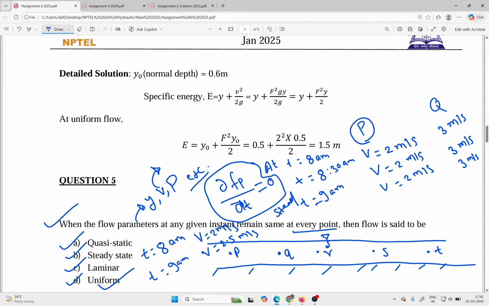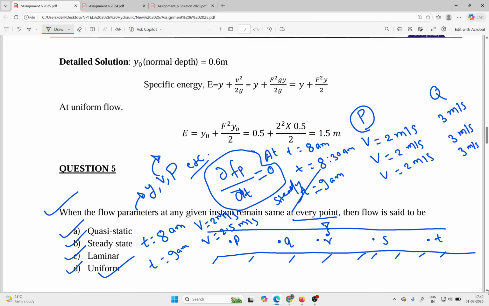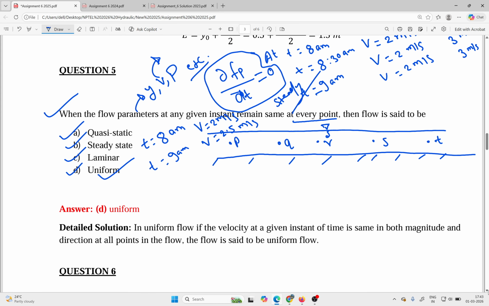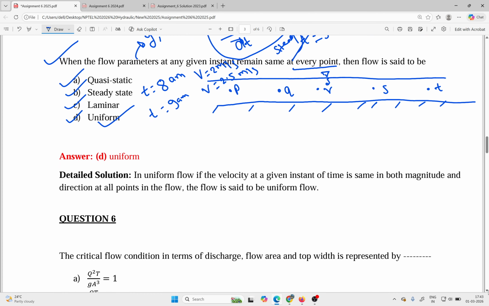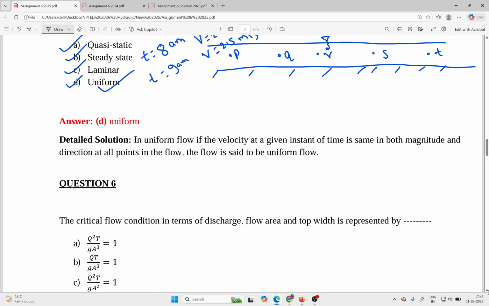If it is not the same at a particular time, as I've already told you, that is the case of steady and non-steady. So I hope you understand. Now we'll move on to the next question. This was the basic understanding about uniform and non-uniform, so I hope you will always remember.